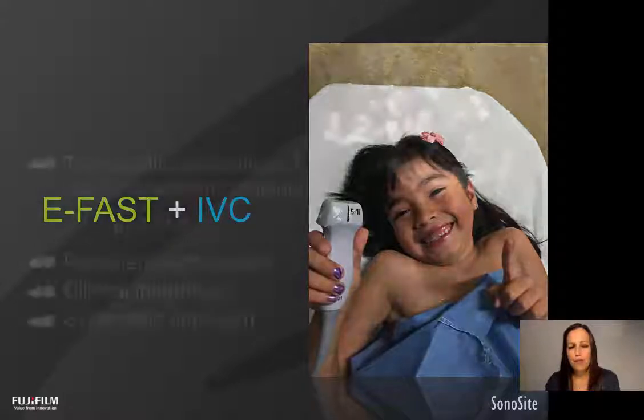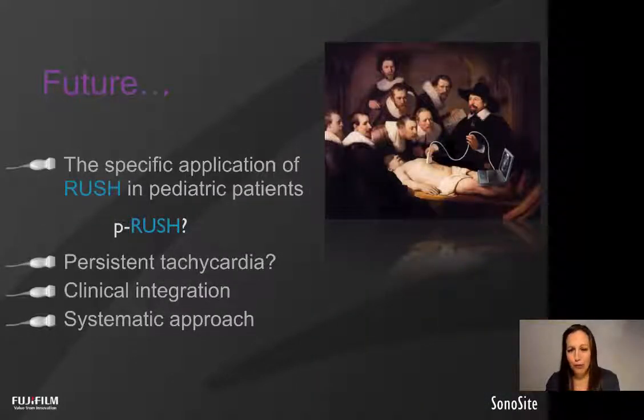Now the future, there's a lot of future in the pediatric RUSH protocol. It really hasn't been done before. My hope is people will apply this in pediatric patients. Now, it's also important to remember that in pediatric patients, it's not as common for them to come in hypotensive. So they may be tachycardic, they may be persistently tachycardic despite IV fluids and antipyretics. These might be the patient populations that we need to target for our pediatric RUSH protocol.